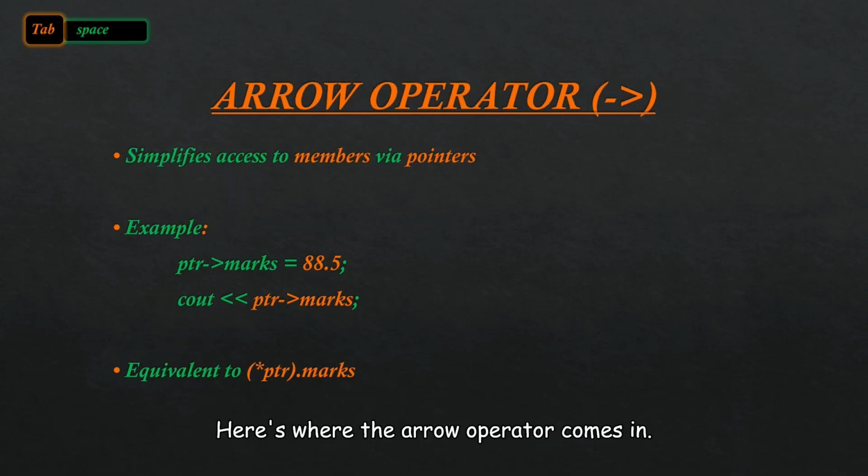Here's where the arrow operator comes in. When using a pointer to a structure, we don't want to constantly write (*ptr).roll. That's not only tedious but also error prone. The arrow operator, written like an arrow, makes this simple. You can write ptr->marks to access the marks field. Think of it as a shortcut, just like using an apartment number to quickly locate a room instead of checking the building plan each time. It keeps your code clean and readable.